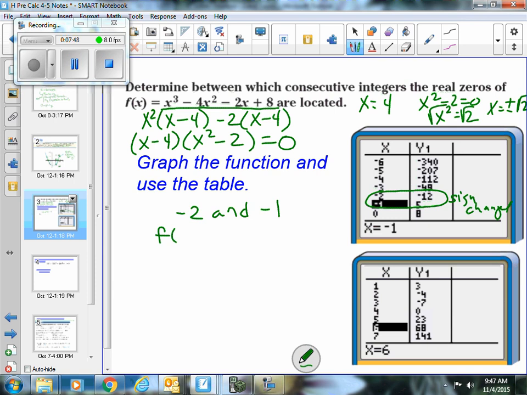How do I know? Because f of negative 2, the value of the function was negative 12. At f of negative 1, the value was 5. There was a sign change. So with that sign change between those, I know it has to cross the x-axis.